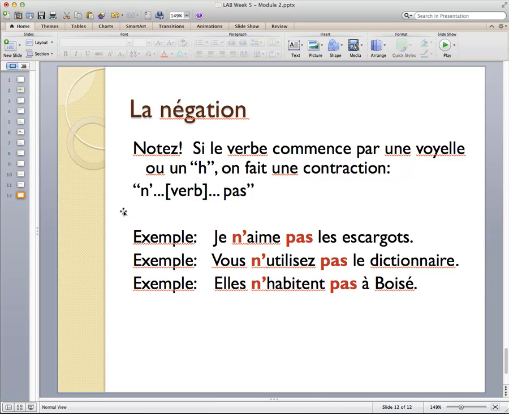If the verb starts with a vowel or an H, we make a contraction, and instead of putting ne, we put n apostrophe before the verb. For example, je n'aime pas les escargots. I don't like escargots. Vous n'utilisez pas le dictionnaire. You don't use the dictionary. Or, elle n'habite pas à Boise. She doesn't live in Boise.